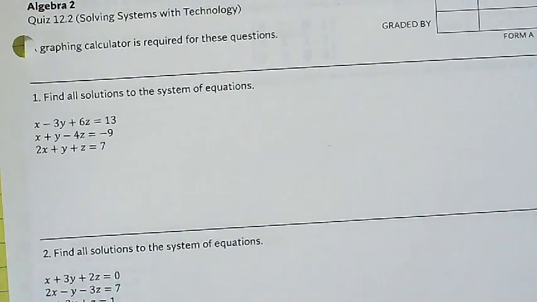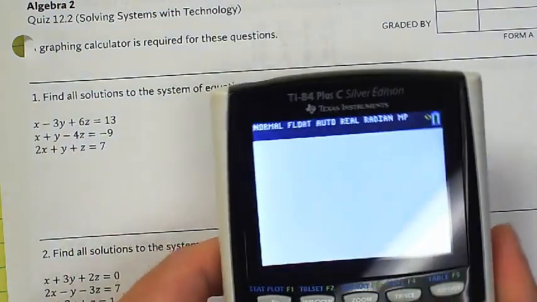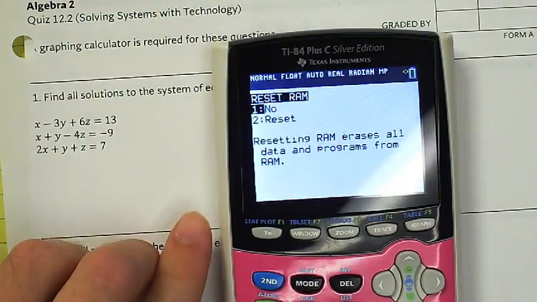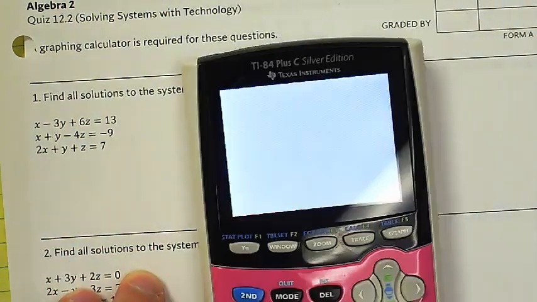Alright, welcome. Let's solve the problems on Algebra 2, Quiz 12.2. We're going to use the calculator to solve these systems. It's going to make it go really fast.